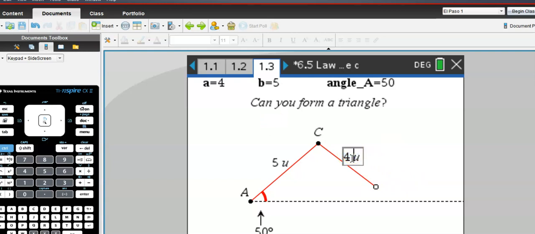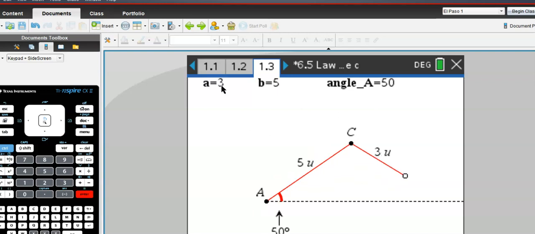Another case, let's make this shorter here. Let's make A maybe equal to 3. Sometimes the given information doesn't form a triangle. You see, no matter what angle C is, it doesn't even hit that line at all. There's no way to form another triangle here. So if that's the case, then you have no solution. It forms no triangle at all. So that's a possibility. It could form two triangles. It could form one triangle.